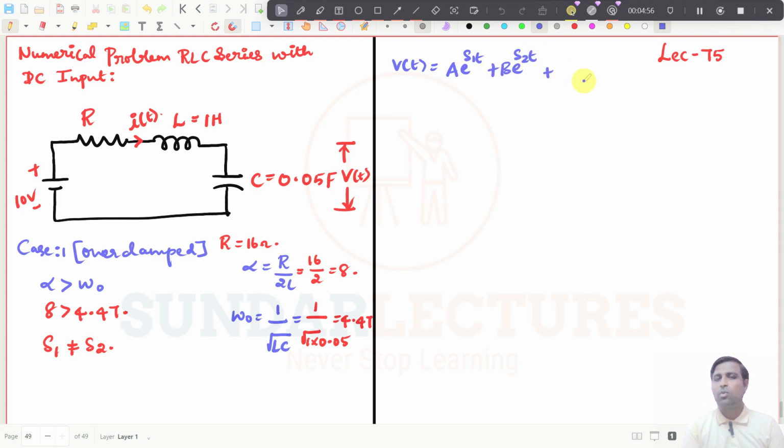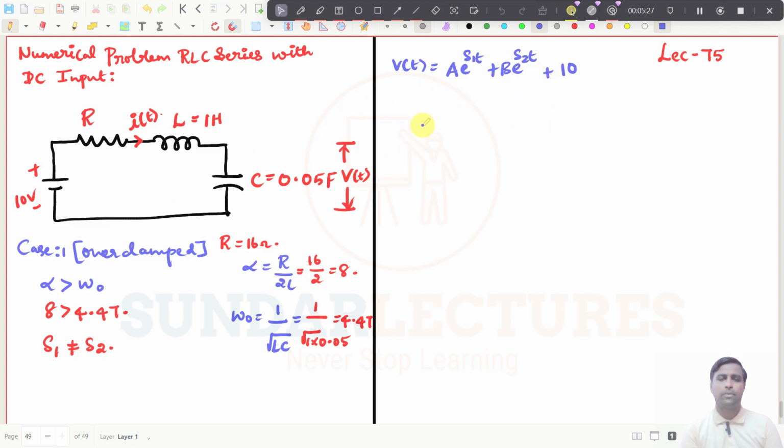Plus K1 and K2, I am not going to do that because I know this is 10 volt, so obviously it will be 10. These kind of things you have to understand by yourself. If you want to know how I am writing these kind of expressions, please see my previous lectures where I have solved the differential equations, for second order and first order differential equation, with DC input and with AC input. I have solved everything. Please go through those lectures to understand these things.